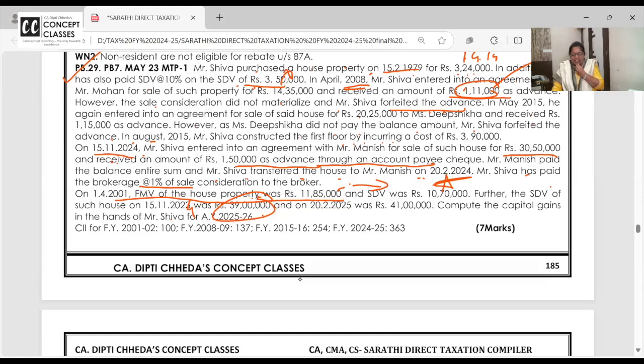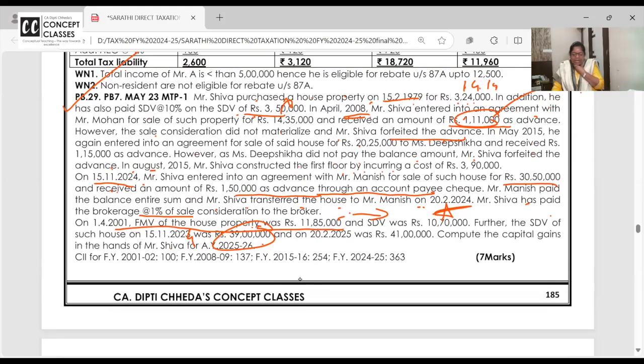Problem number 29. Nice question, no? Two-three concepts which are very important in this, I'll revise. One, if advance money is forfeited before 1st April 2014, reduce it from the cost and then do indexation. If it is forfeited after 2014, straight tax it in income from other sources.